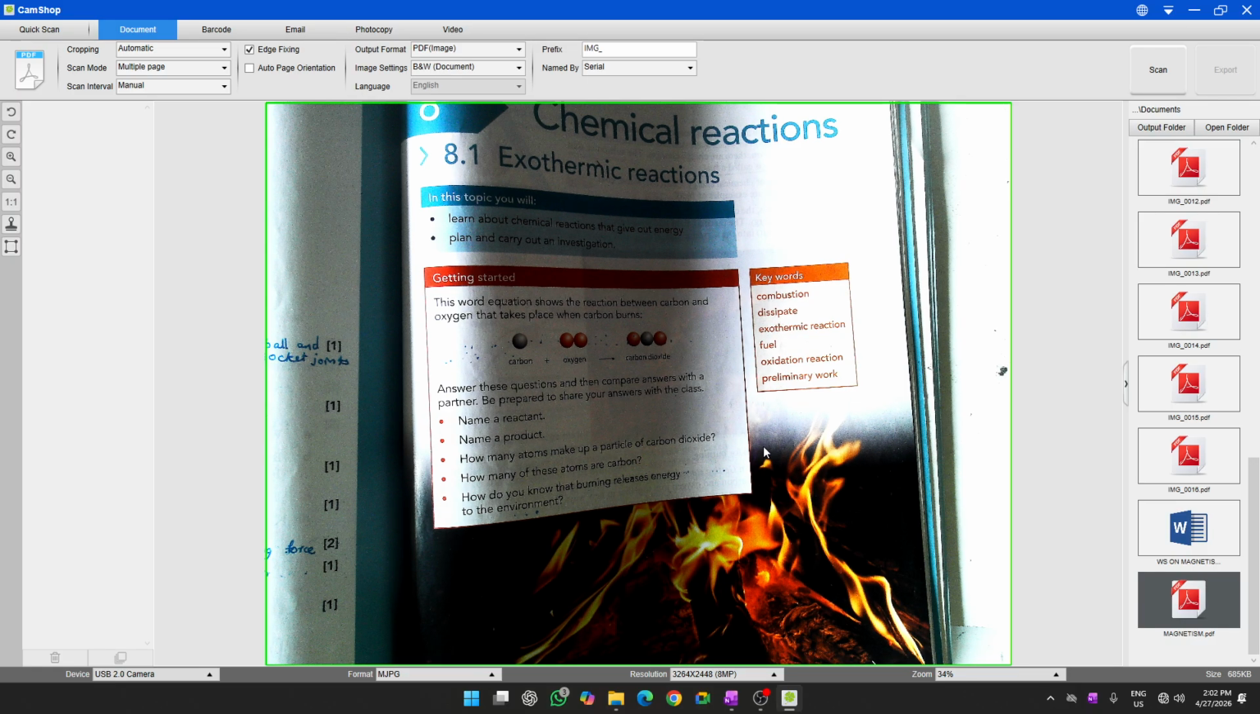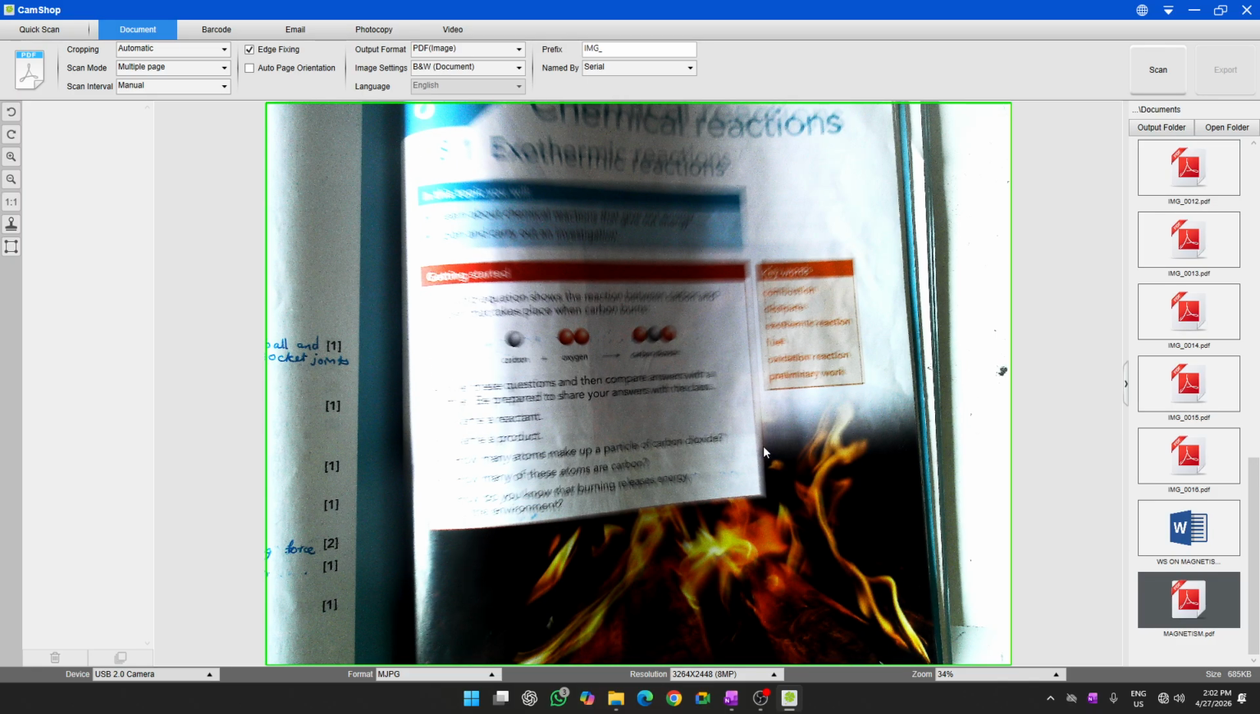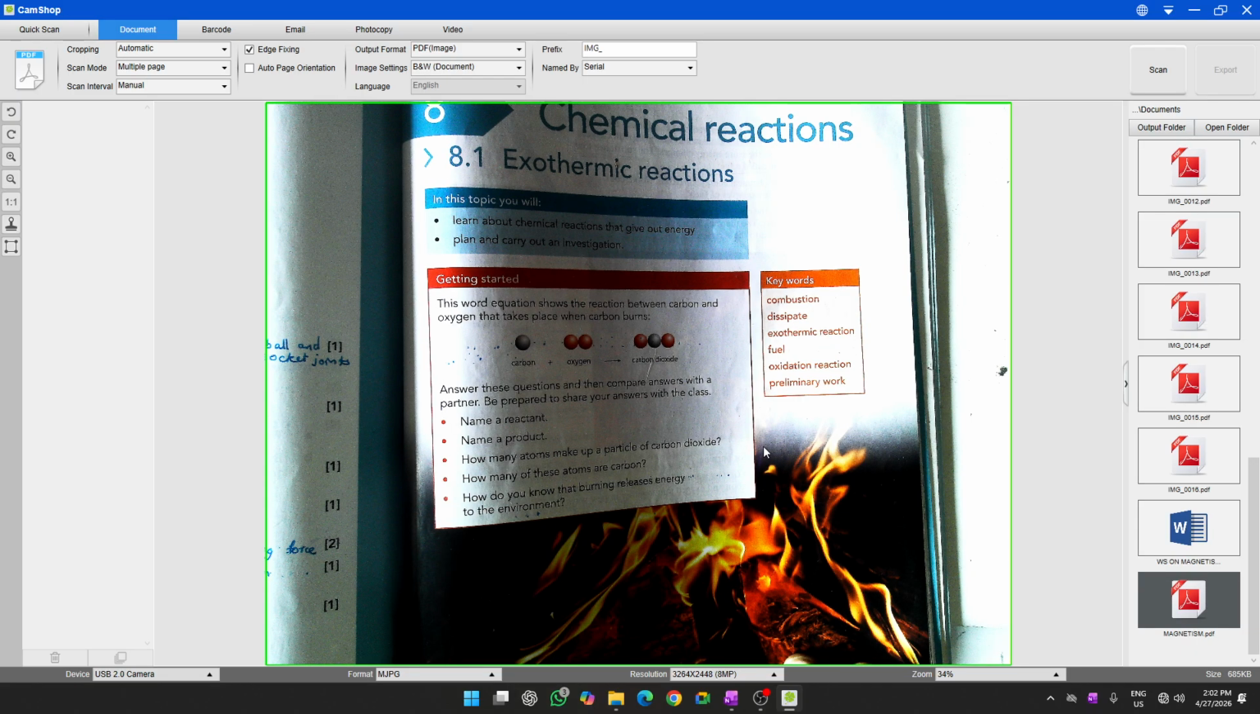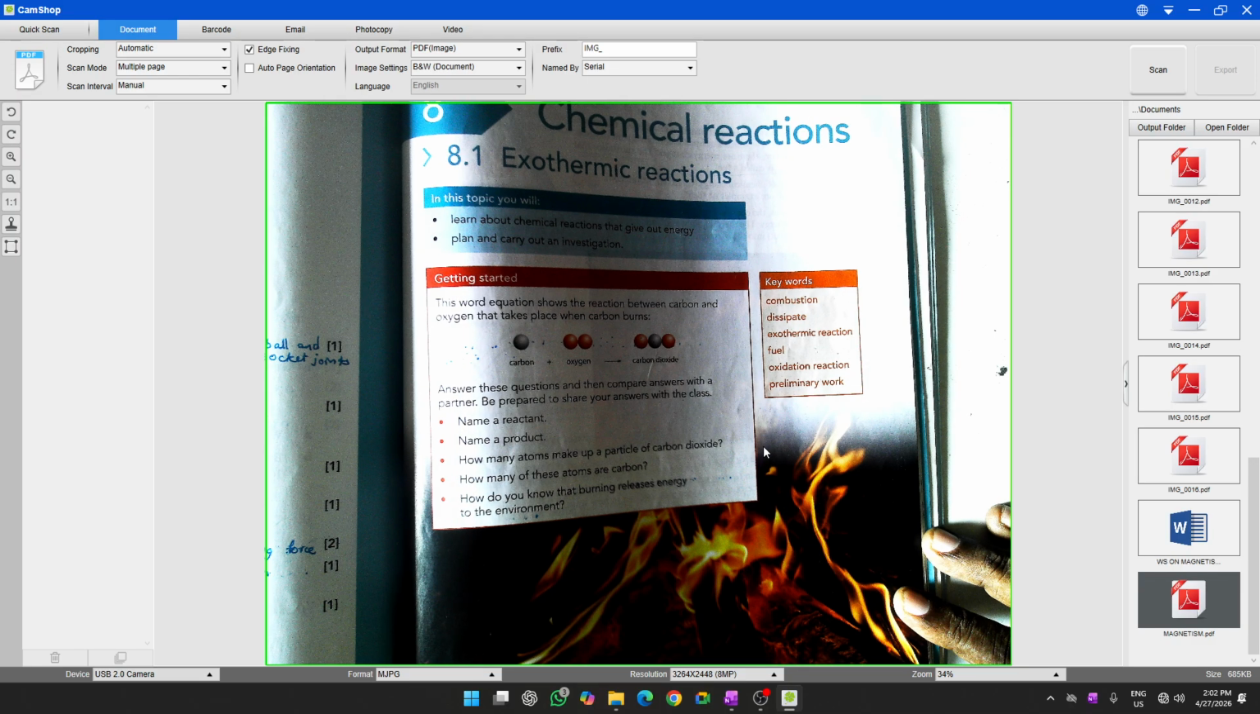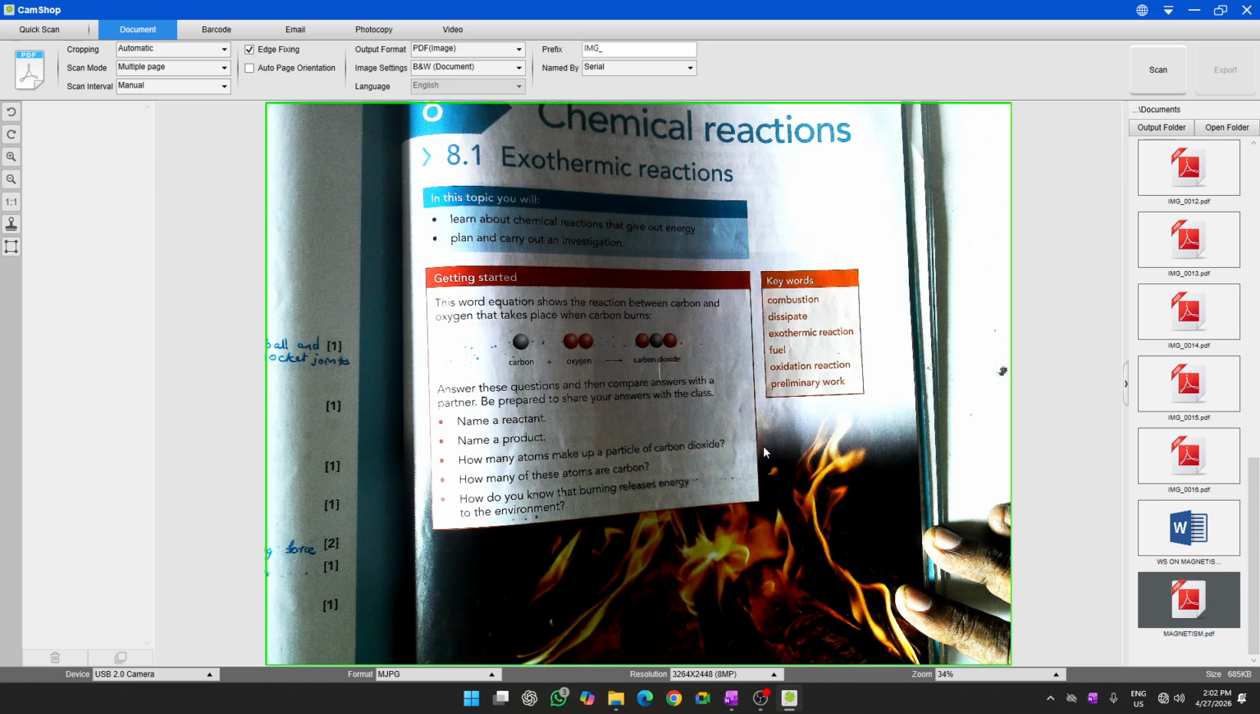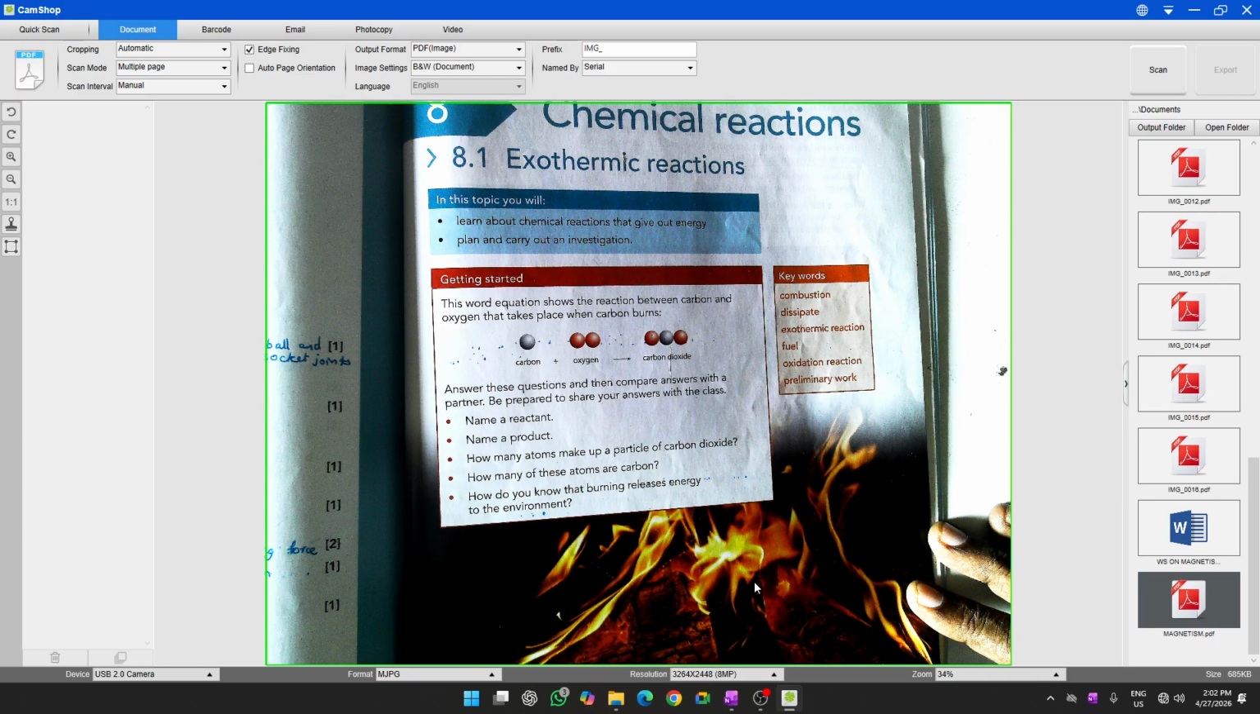This is the page that you have to go to. This is the topic that you have to go to in your textbook. So open your textbook and go to this particular chapter 8.1. You will have to refer to this textbook which you have with you whenever I explain things. From this textbook only I have prepared my notes, and I'll take you to that now.